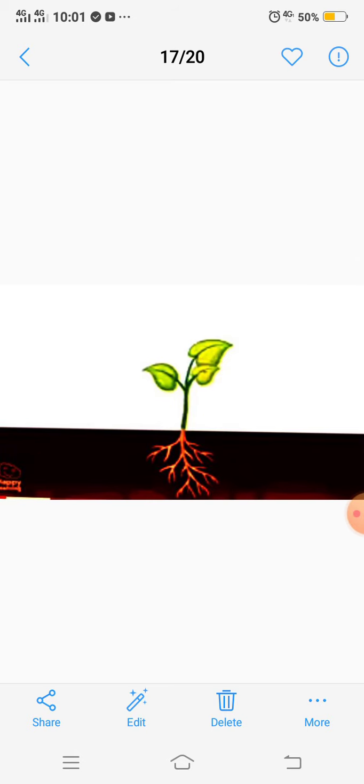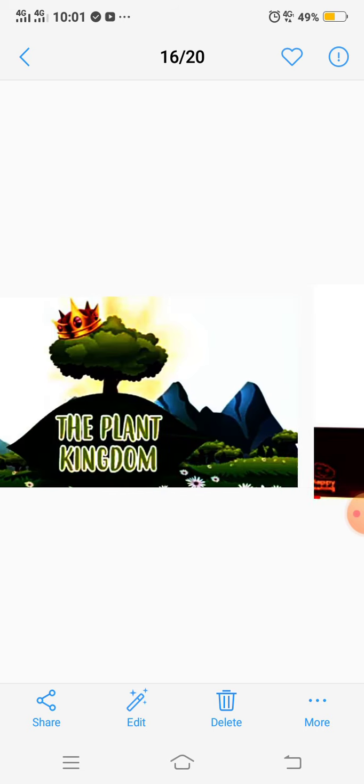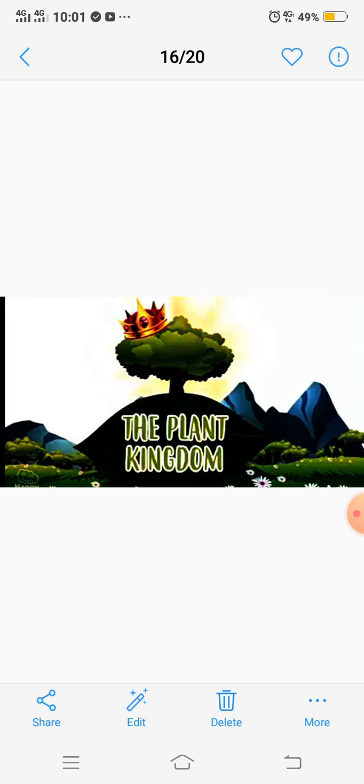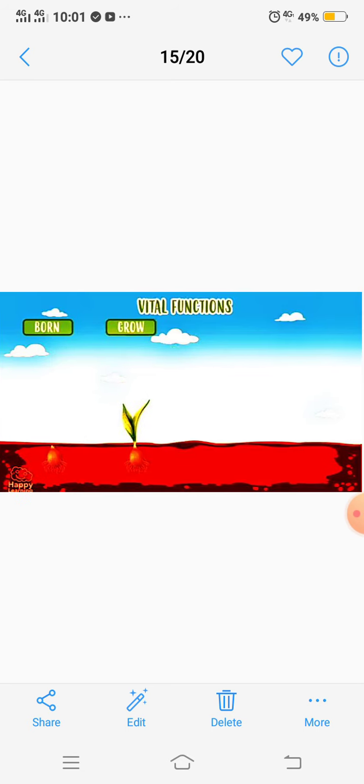There are many differences between plants and animals. One of the important differences between animals and plants is that plants cannot move. They are static in nature. They can't move here and there due to their roots. And animals can move here and there according to their own will. The plant kingdom is divided.